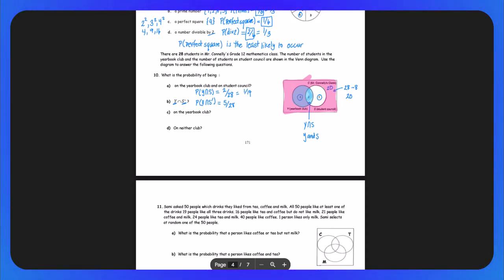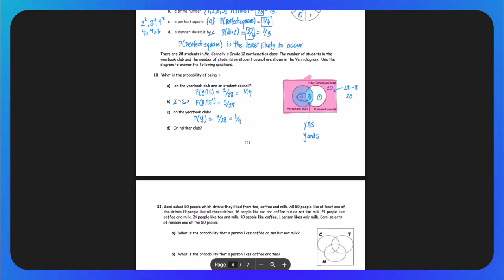The next one is, what is the probability that a student is in the yearbook club? Okay, so we pick a student. What is the probability of Y? Well, that means the probability is these 7 students right here. Even though 2 of them are also on S, they're still on the yearbook club. So we have 7 over 28 right here. Now this one can be reduced a little bit because we can divide top and bottom by 7 to get 1 over 4.